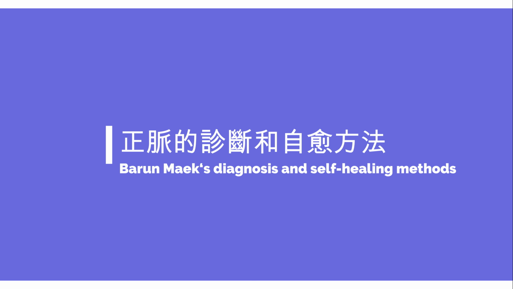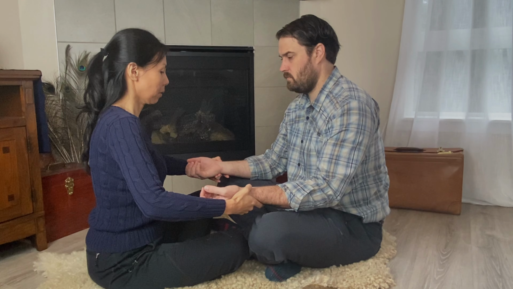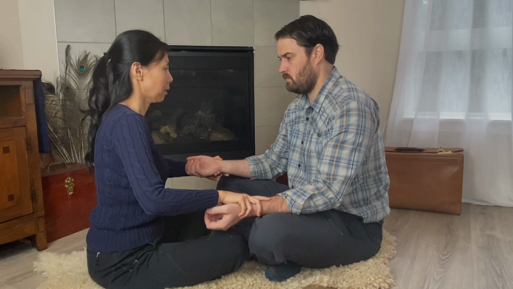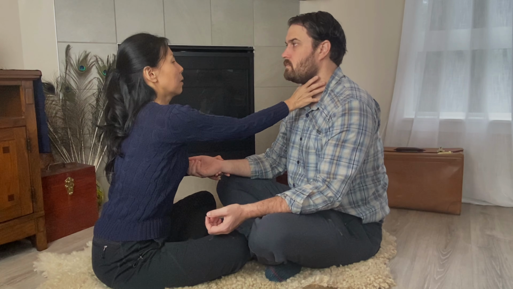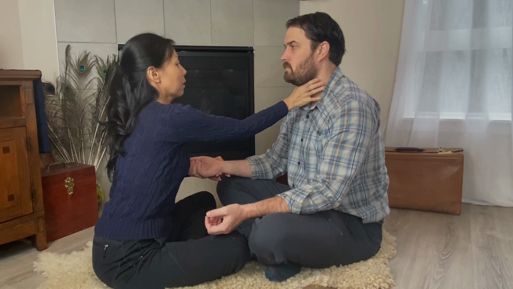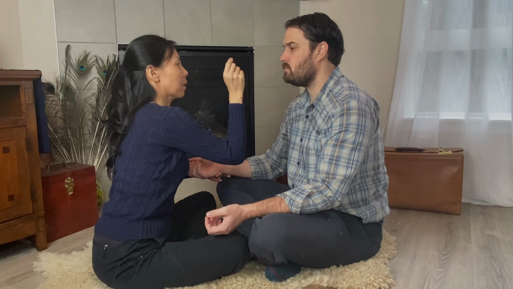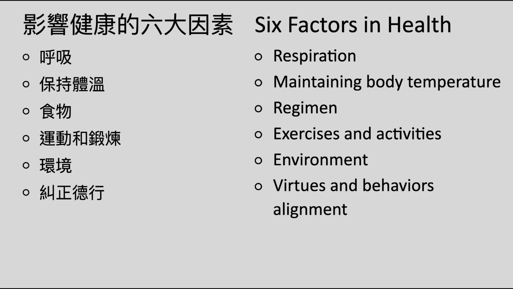Barun Maek's diagnosis and self-healing methods. The main diagnostic method of Barun Maek is pulse diagnosis, through which the balance and imbalance of yin-yang and 5 elements can be checked. Barun Maek's self-healing method comes from the understanding of the 6 factors in health, including respiration adjustment, maintaining body temperature, correct regimen or food, meridian aligning exercises and activities, good environment, and aligning virtues and behaviors.